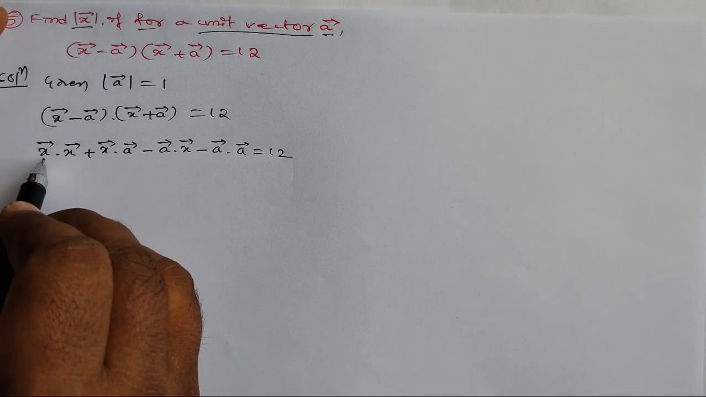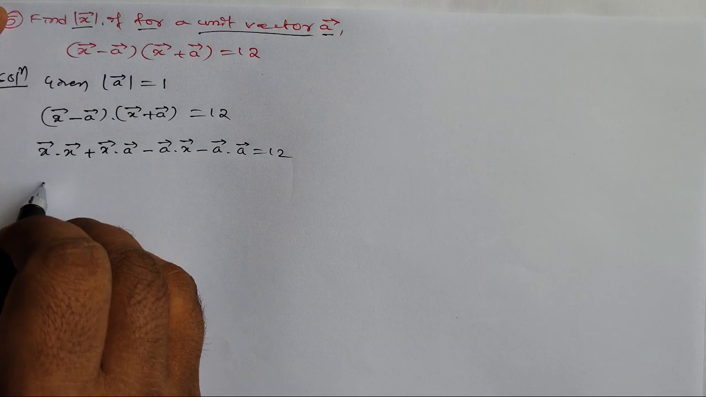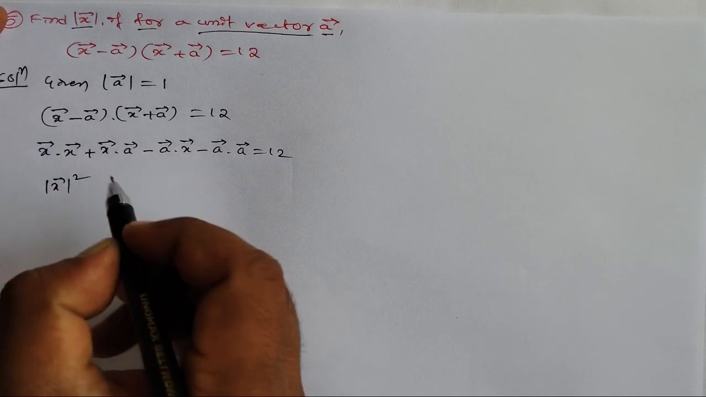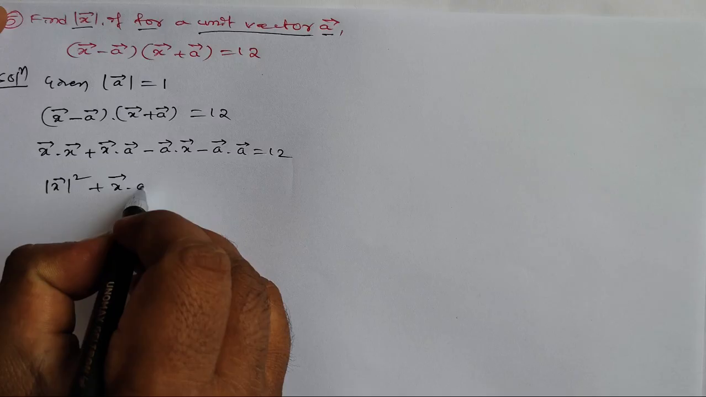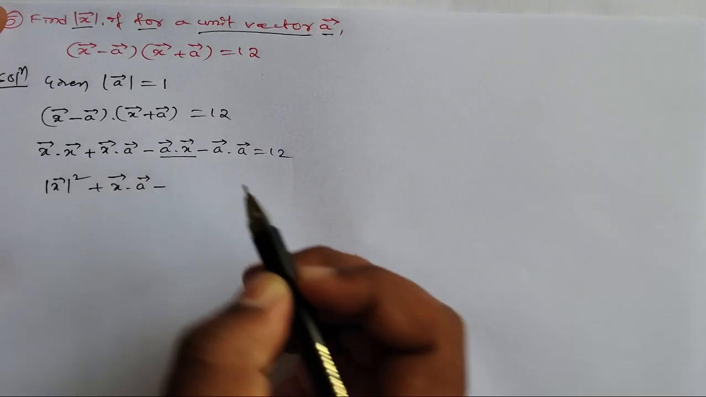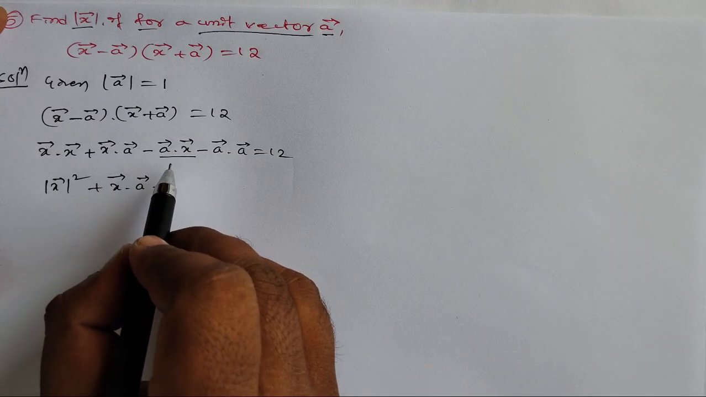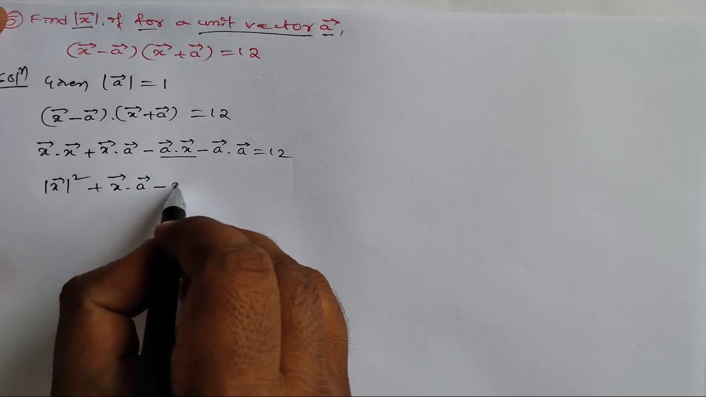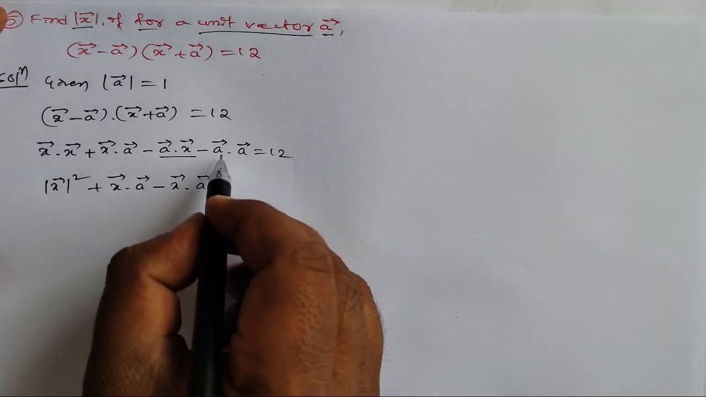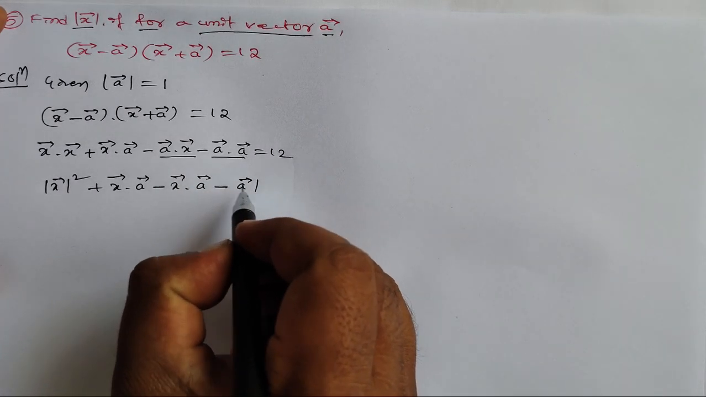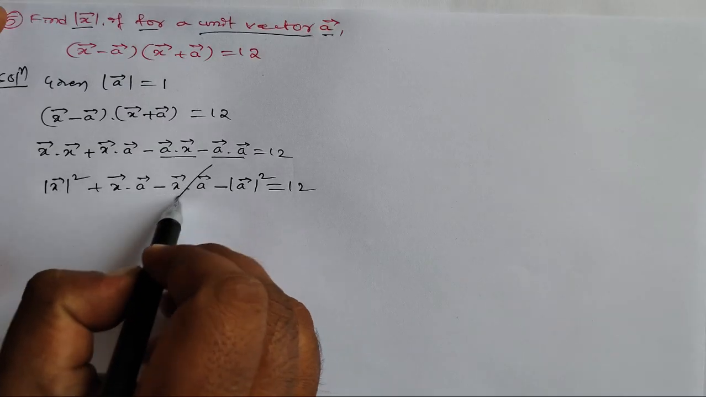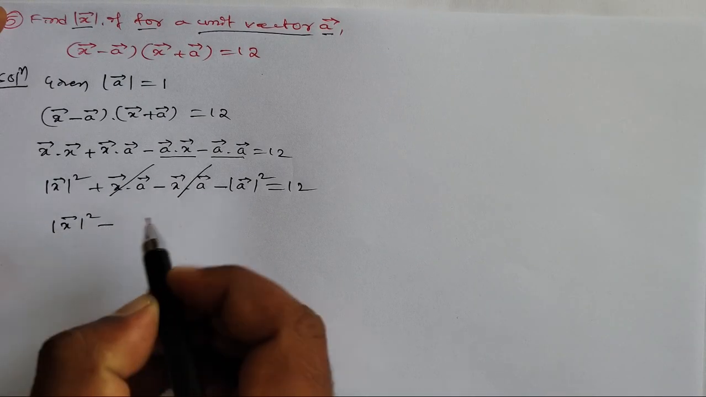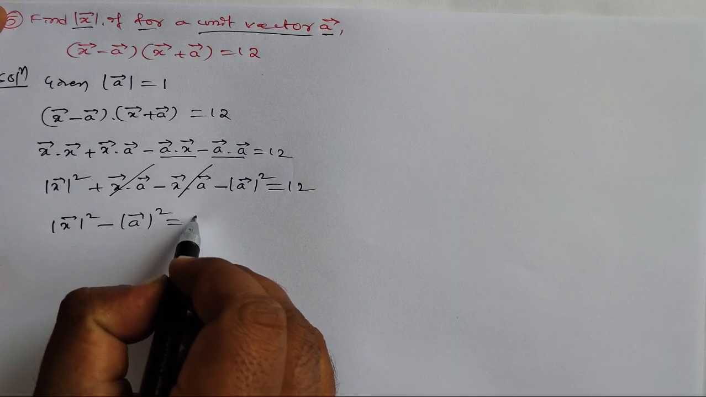See, x vector dot x vector is equal to magnitude of x square, right, plus x vector dot a vector minus a vector dot x vector. The dot product is commutative, so a dot x can be written as x dot a. Next, a dot a is equal to magnitude of a square, and these two terms are cancelled. What is the remaining term? Magnitude of x square minus magnitude of a square is equal to 12.